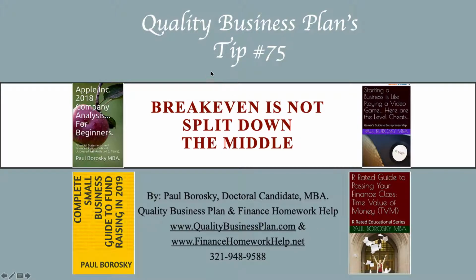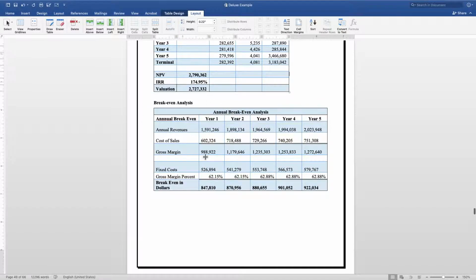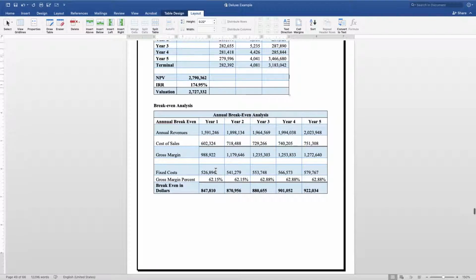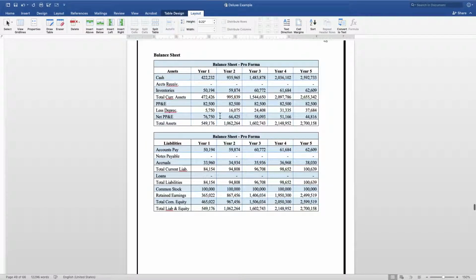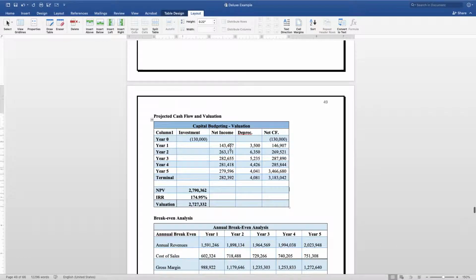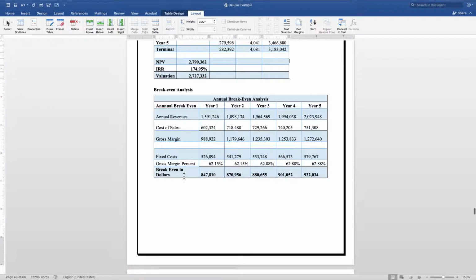Business plan writers tip number 75, which is: break even is not split down the middle. What we mean by that is when you're writing your business plan, make sure to include a break-even analysis in your plan. Where I like to put my break-even analysis is after my balance sheet. I'll follow the balance sheet up with a projected cash flow and a rough valuation for the company. Once that's done, I'll dive into the break-even analysis.